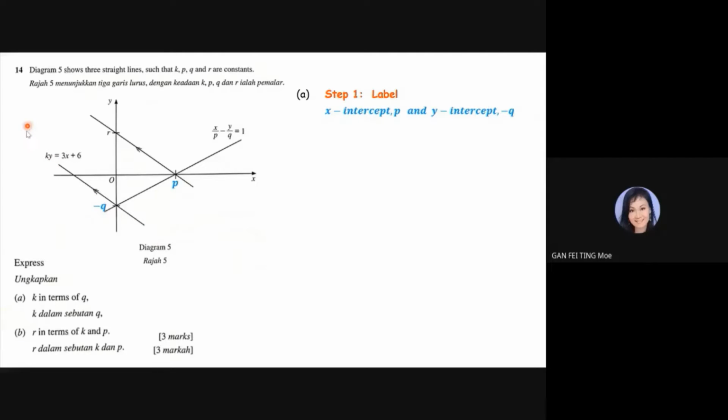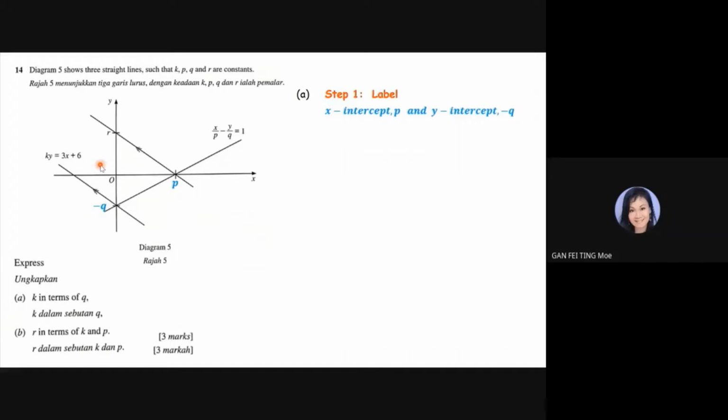Now you can see this is related. So Q has fallen into the line of KY equals to 3X plus 6. But how are you going to relate them? You have to think, what form is this? If my negative Q equals to 6, can I say that my Q is negative 6? Do you think my answer is correct?